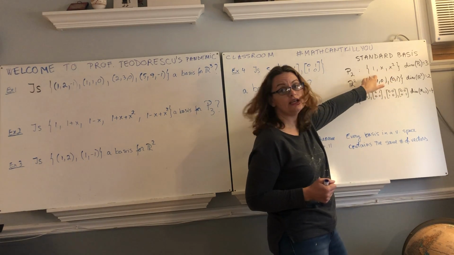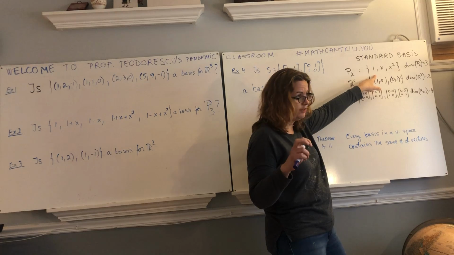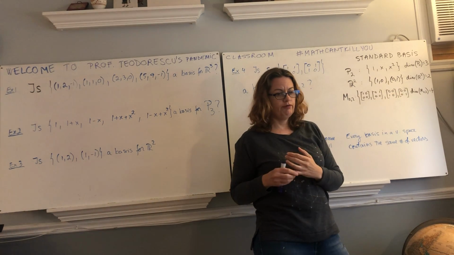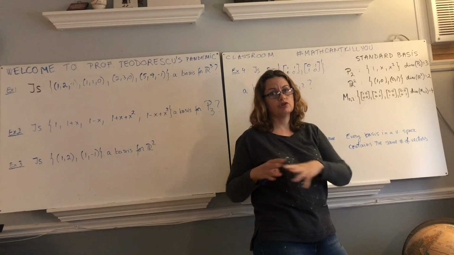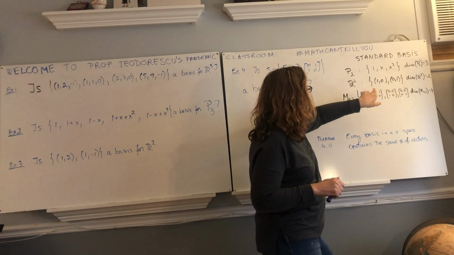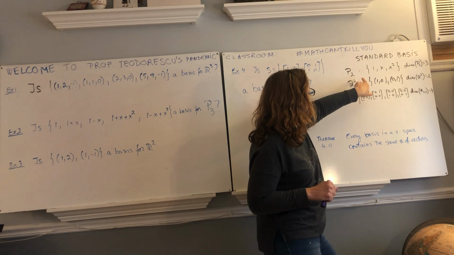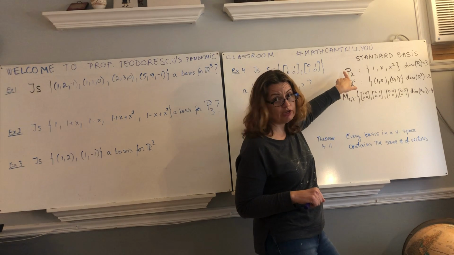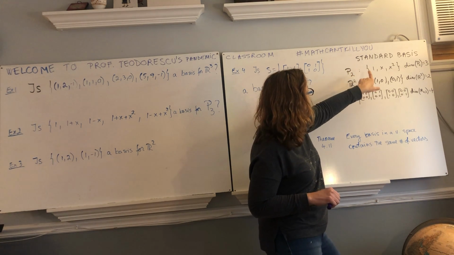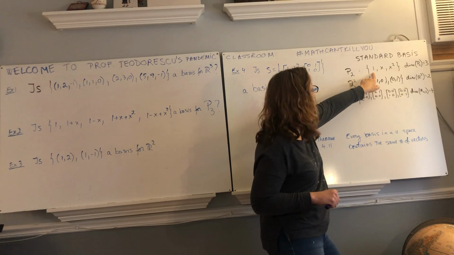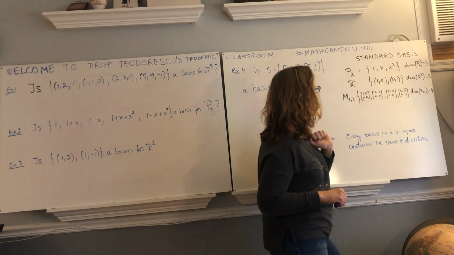It has three vectors, three objects in it. The word vector is now a more general word, and it means anything in the vector space. So the dimension of P2 is 3, because the standard basis for P2, or any basis for P2, contains three vectors.